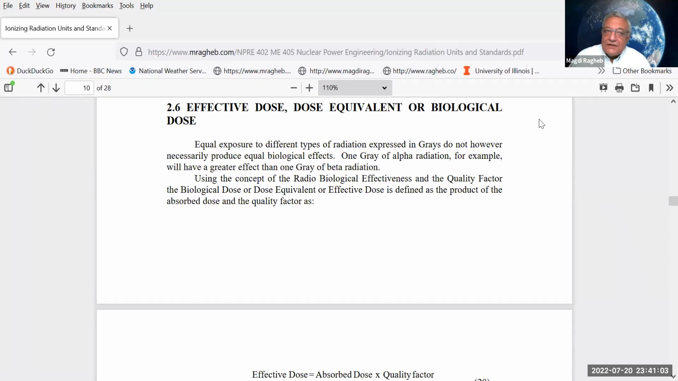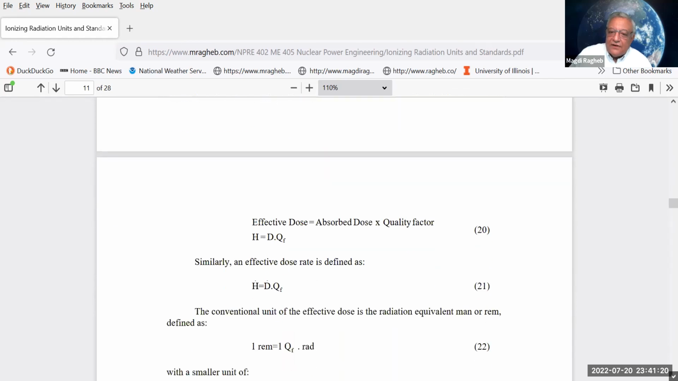All right, so in that case, to be able to describe the effect of radiation on biological matter, including the effect of radiation on humans, we define what we call the effective dose. Some people like to call it the dose equivalent, and some people like to call it the biological dose. So we take the dose that is measured as an absorbed dose in rad, the radiation absorbed dose, and multiply it by that quality factor that depends on the type of radiation and the energy of the radiation. So we define the effective dose as the absorbed dose in rad multiplied by the quality factor that we defined for different types of radiation.